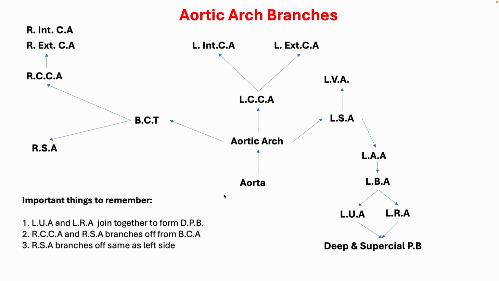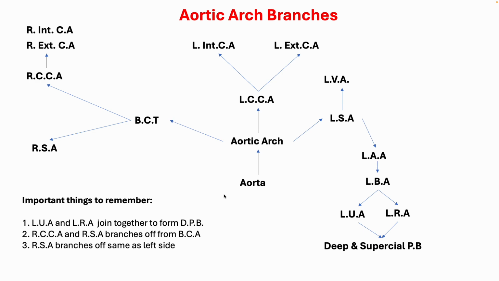In this video we're going to be talking about aortic arch branches. We can separate the branches of the systemic circulation into three parts, starting from aorta to arch, and descending aorta, which is divided into three parts: thoracic, abdominal, and iliac, which supplies the lower limbs.